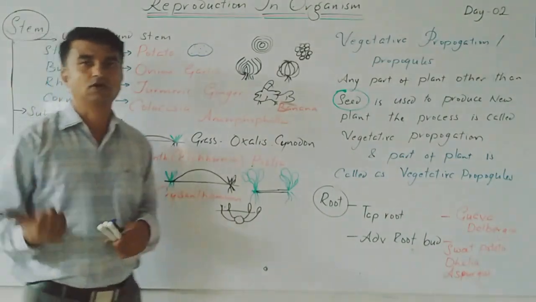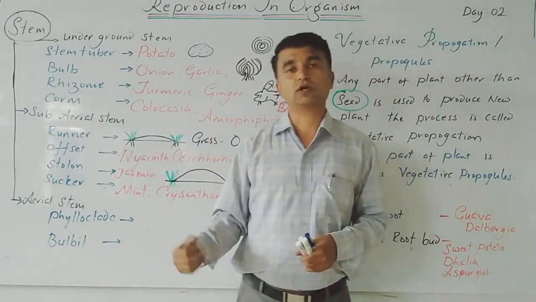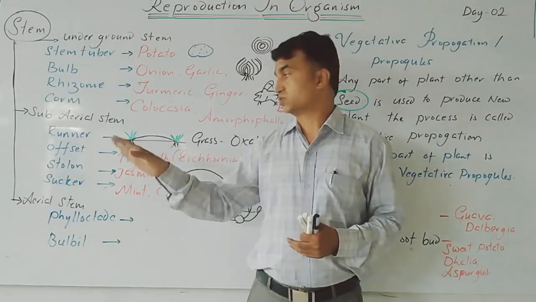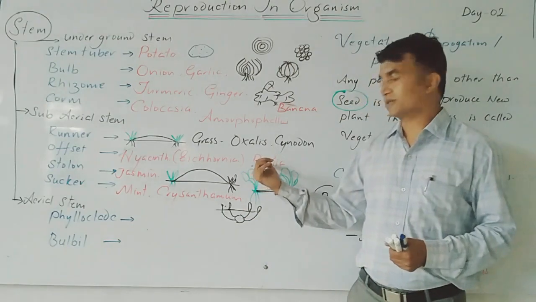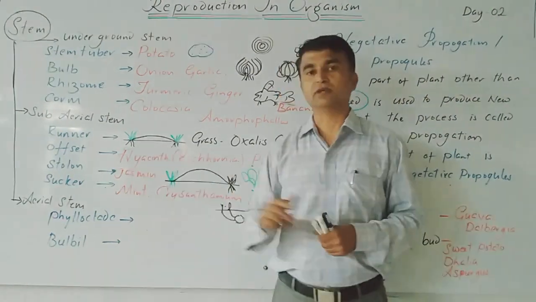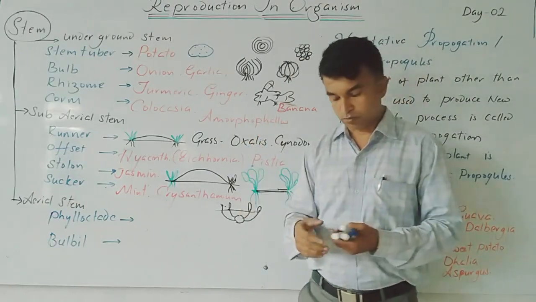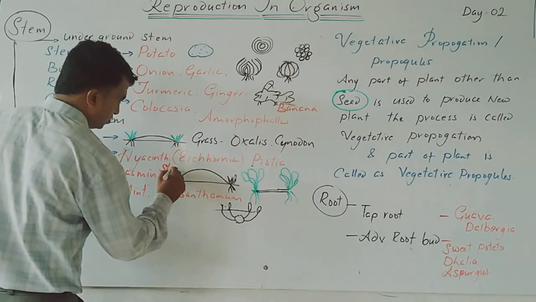Runner examples: Oxalis and Cynodon. Offset example: water hyacinth, also called the terror of Bengal, Eichhornia crassipes. Next Pistia, this is an offset. Stolon means the jasmine, and one more example is strawberry.